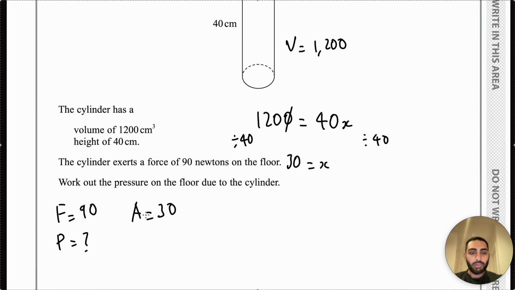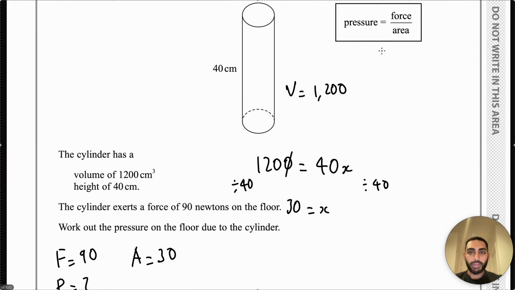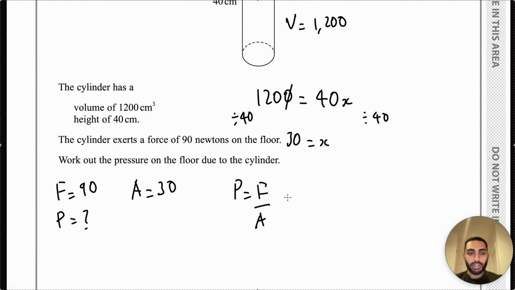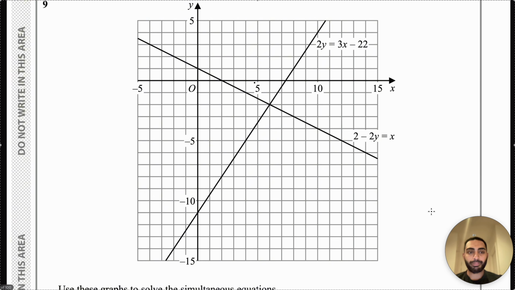Now that I've got my force and the area, let's work out the pressure. So pressure is equal to force over the area. So that's equal to 90 over 30. And 90 divided by 30, cancel out the zeros, 9 divided by 3 would be 3. So the pressure is 3 newtons per centimeter squared.